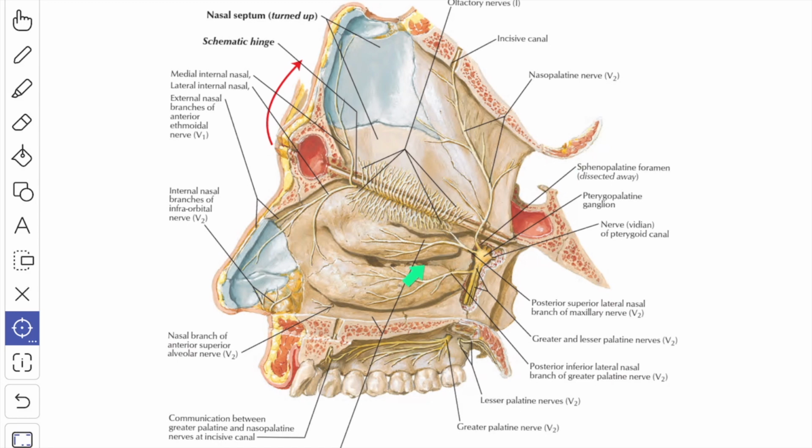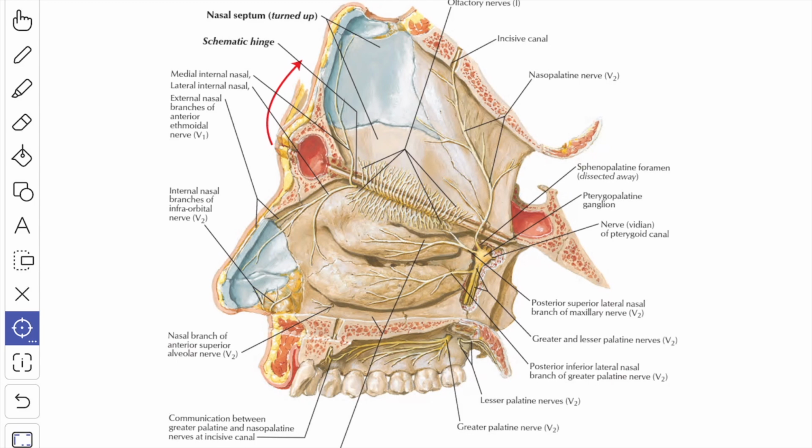The posteroinferior quadrant is supplied by the anterior palatine branches of the pterygopalatine ganglion. Again, it is from the maxillary division of the trigeminal nerve. The secretomotor supply: the postganglionic secretomotor fibers for the nasal glands are derived from the pterygopalatine ganglion, which receives the preganglionic fibers from the superior salivatory nucleus of the facial nerve.